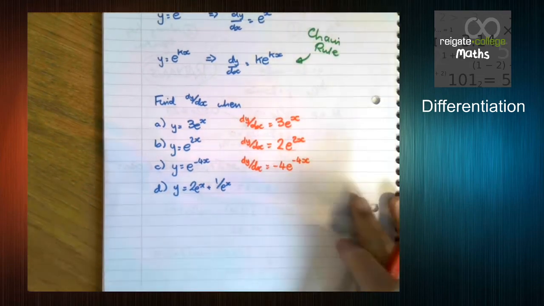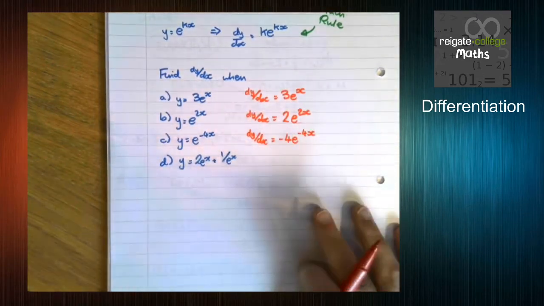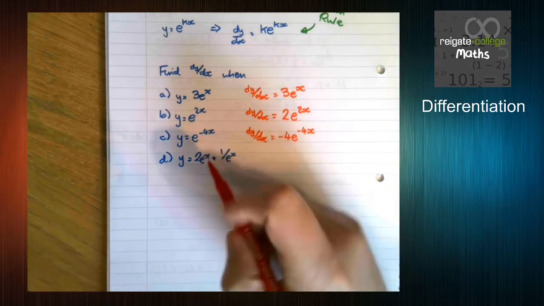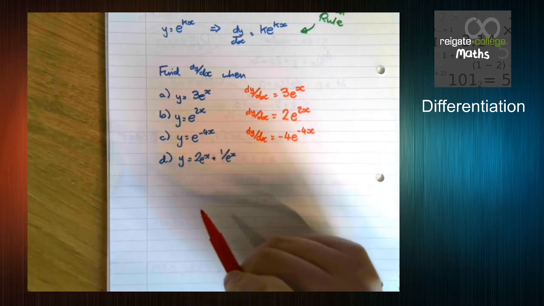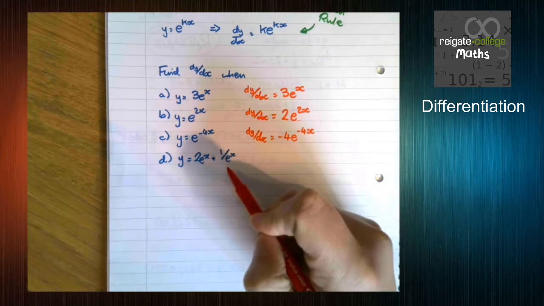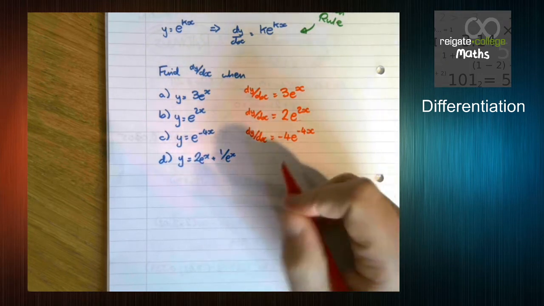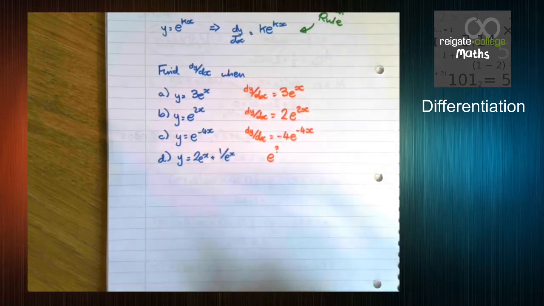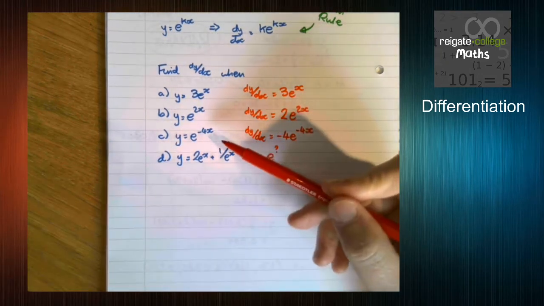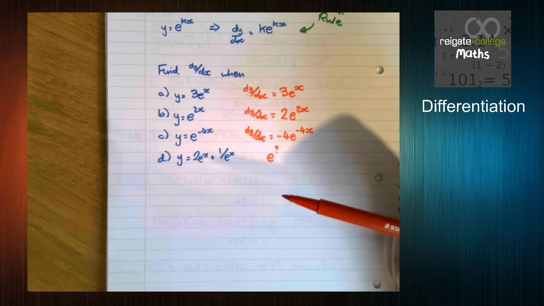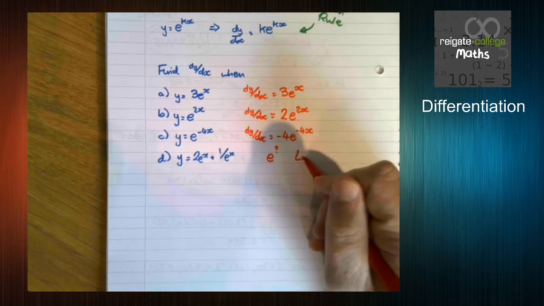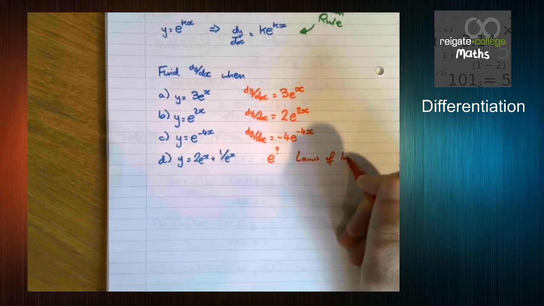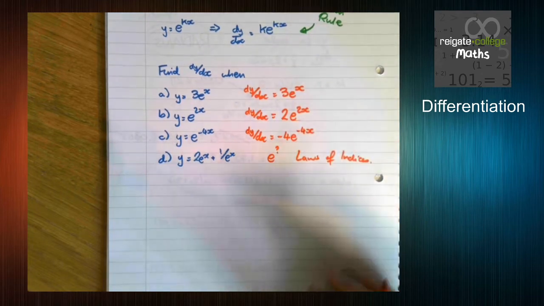Now this last one, part D, we're going to have to do a little bit of rearranging first. This first function, we're going to have no problem differentiating. It's this bit that's a problem. Our rules only work when we've got e to the power of something. This is 1 over e to the power of something, so we need to deal with that first. And this uses those laws of indices from GCSE and the Year 1 content.